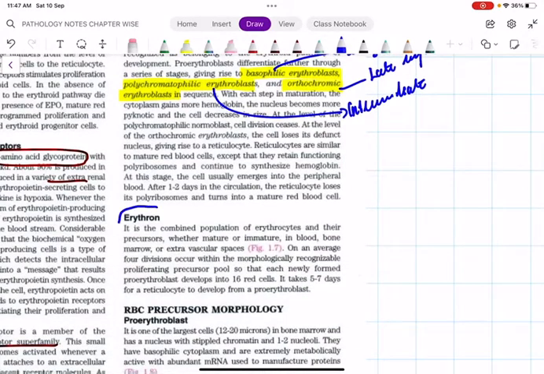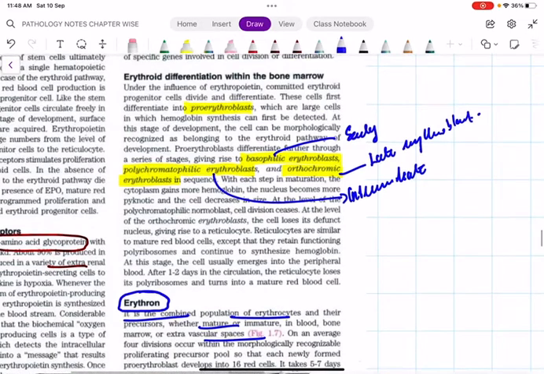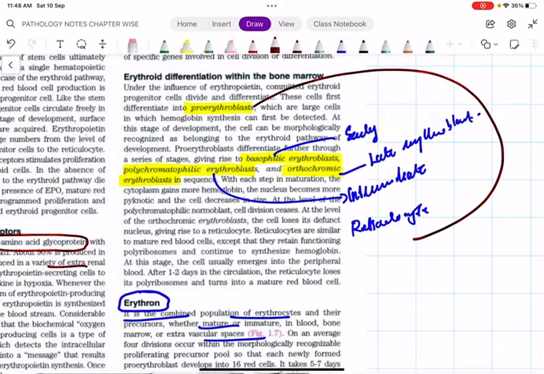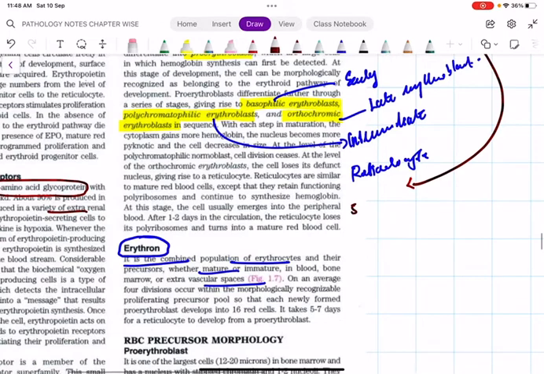Before going to that, what is erythron? It is nothing else but a combined population of erythrocytes, its precursors, mature and immature cells, everything. All together we call it erythron. And they will ask you a question from pro-erythroblast, and after this, what is the stage called? Reticulocyte. They will ask about the time duration a pro-erythroblast takes to convert into reticulocyte. The answer should be 5 to 7 days.